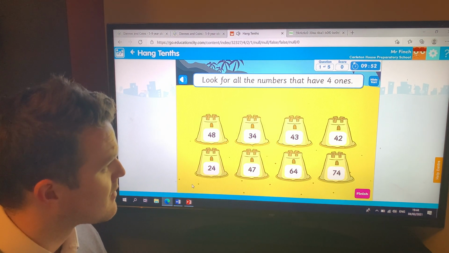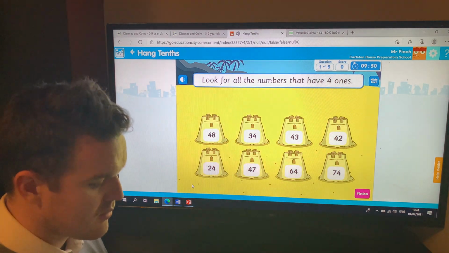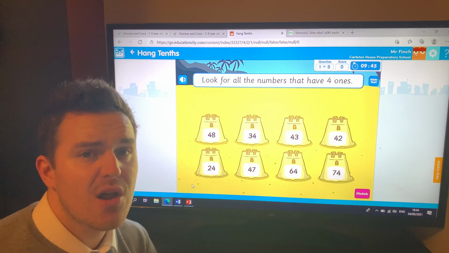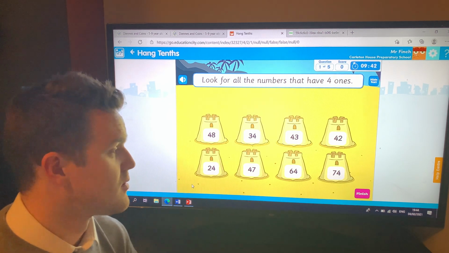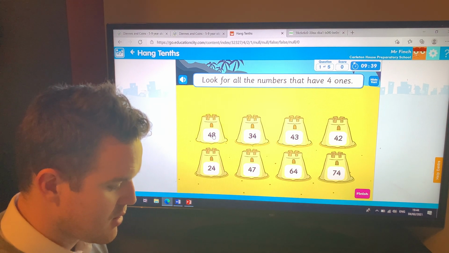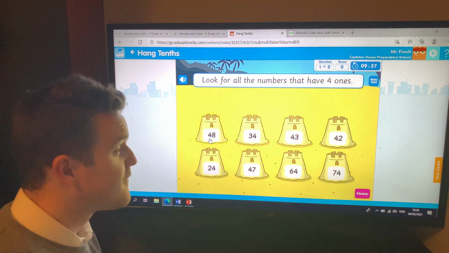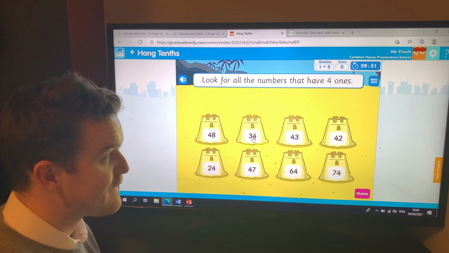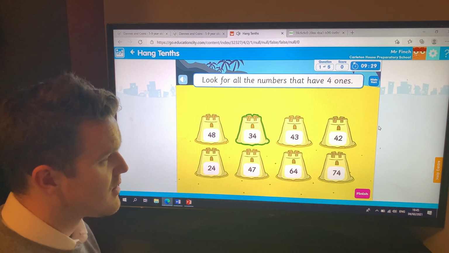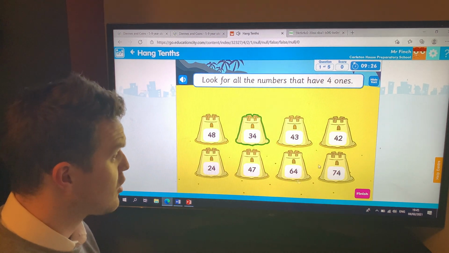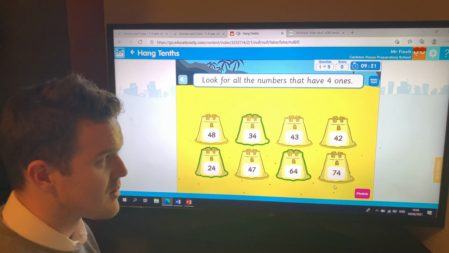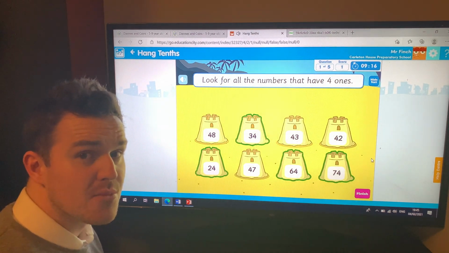Look for all the numbers that have 4 ones. Now we need to be careful that we don't choose numbers that have 4 tens. Remember, the ones column of a number is the second part of the number. So see, this one has 4 tens, 48, 4 tens and 8 ones. We're looking for the second part of each number, so 4 ones. Look, 34, that has 4 ones. Does any other number have 4 ones in here? Look, 24 has 4 ones. 64 has 4 ones. And 74 has 4 ones. Now there are some other numbers there with 4.